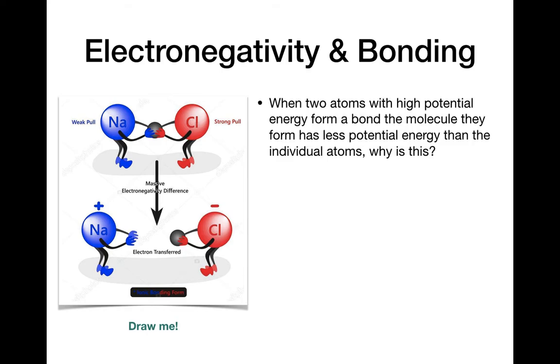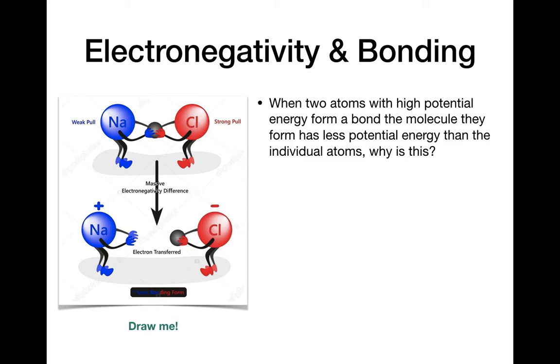Okay, so here we think about this. You have two atoms that both have high potential energy. When they form a bond, the molecule they form is going to have less potential energy as a combined set of two atoms than the two atoms individually. Some of the potential energy is gone. Why is that?